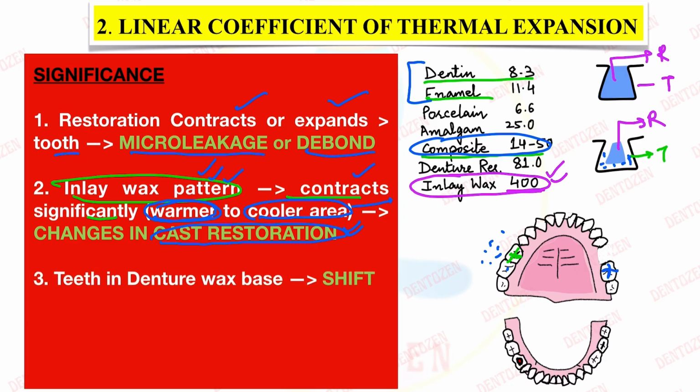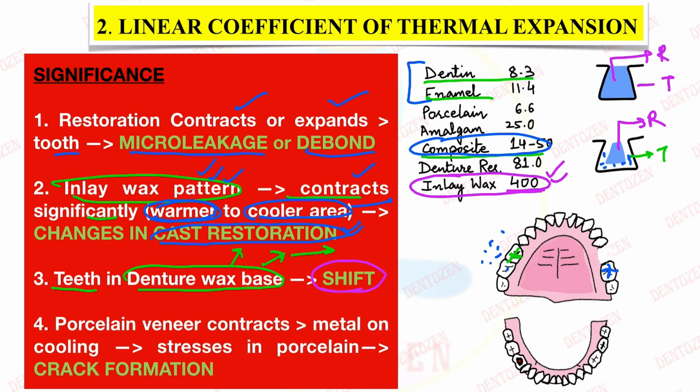Similarly, denture teeth which are set in the denture wax base can again show alterations because of the change in temperature where they are aligned and where they are kept before the formation of dentures, which can lead to a shift in the position of the teeth. Especially for metal ceramic restorations, because of the difference in the coefficient of porcelains and metals, on cooling, stresses may be induced in the porcelain, which can lead to delayed crack formation in the porcelain. This mismatch between the materials cannot be completely eliminated, but it can be minimized if we match materials which have fairly the same coefficient of thermal expansion.